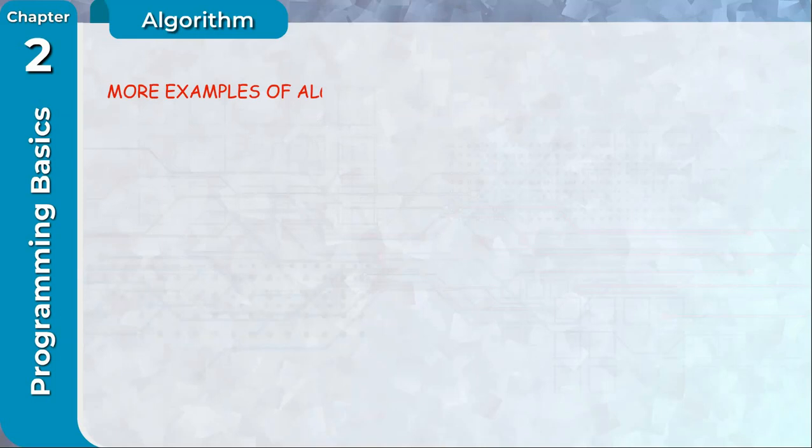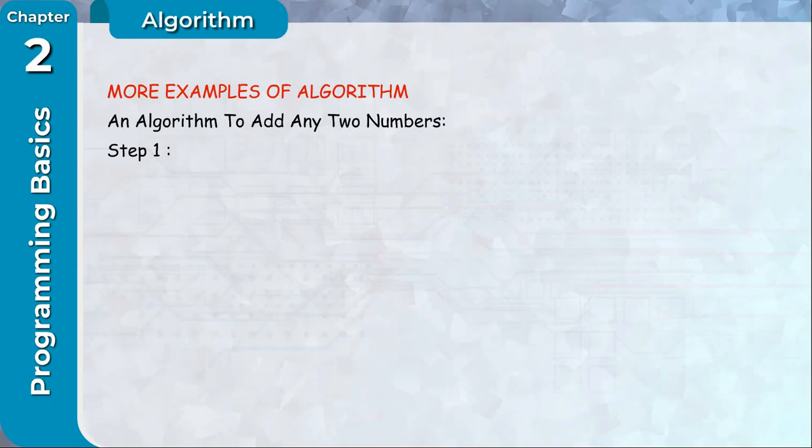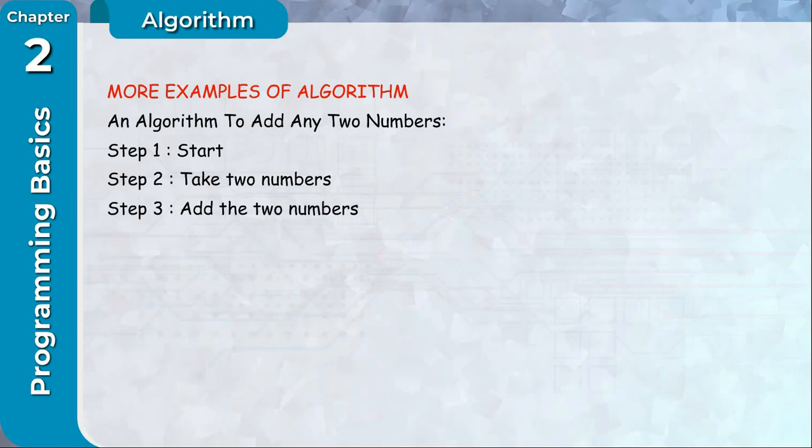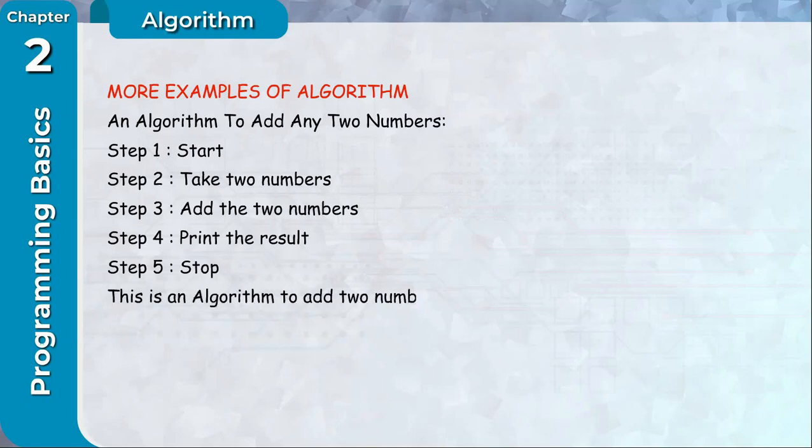More examples of algorithm. An algorithm to add any two numbers. Step 1, start. Step 2, take two numbers. Step 3, add the two numbers. Step 4, print the result. Step 5, stop. This is an algorithm to add two numbers.